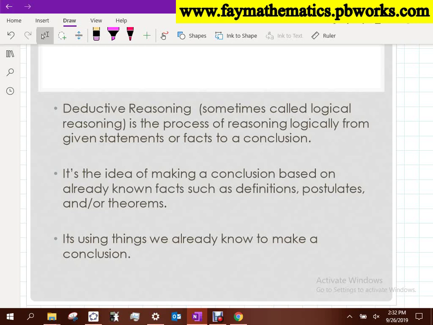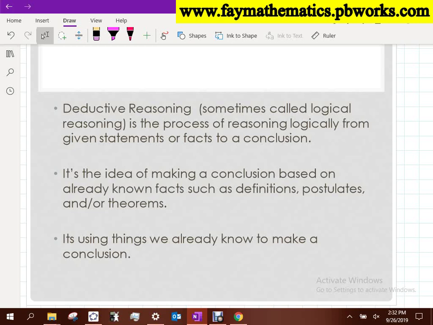We need to be able to provide facts and properties to convict somebody or to make a conclusion about somebody. Okay? Deductive reasoning is what you use to make decisions on a regular basis about how you're going to live and how you're going to interact with the environment and the people around you, okay? So it's the idea of making a conclusion based on already known facts, such as definitions, postulates, and or theorems. That's how we're going to do it in math.